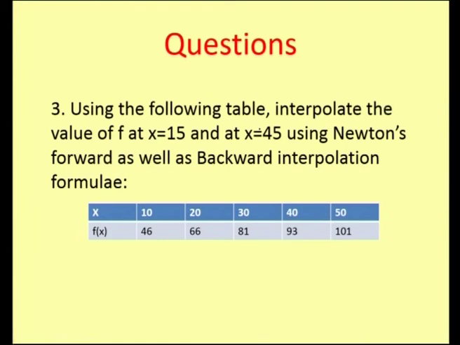Using the following table, interpolate the values of f at x equal to 15 and at x equal to 45 using Newton's forward as well as backward interpolation formulae. That is, x values are given as 10, 20, 30, 40, 50. F of x values, that is y values, are given as 46, 66, 81, 93, 101.